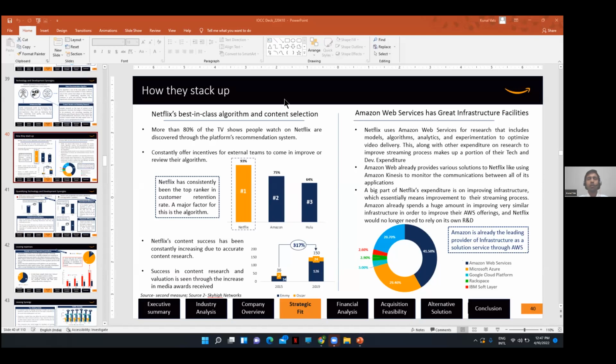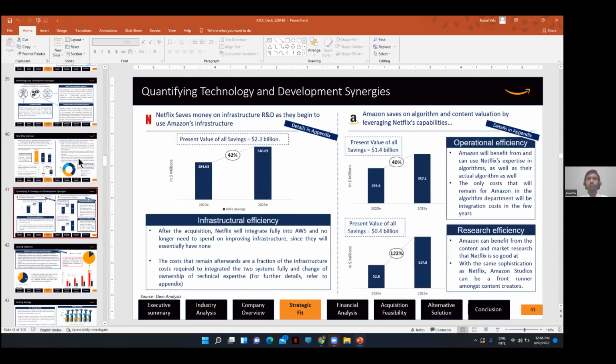As I was telling you, when we look at the combined offering of Netflix and Amazon, we need to understand what both of them are good at. And we can see that Netflix is definitely good in algorithm and content selection, which is a key factor for their success. And Amazon is good in the tech infrastructure aspect of things because they have Amazon Web Services, which really helps in delivering good quality data through their servers. So now that we've understood what both the companies are good at, we can now understand what would be the synergies, if at all, in the transaction.